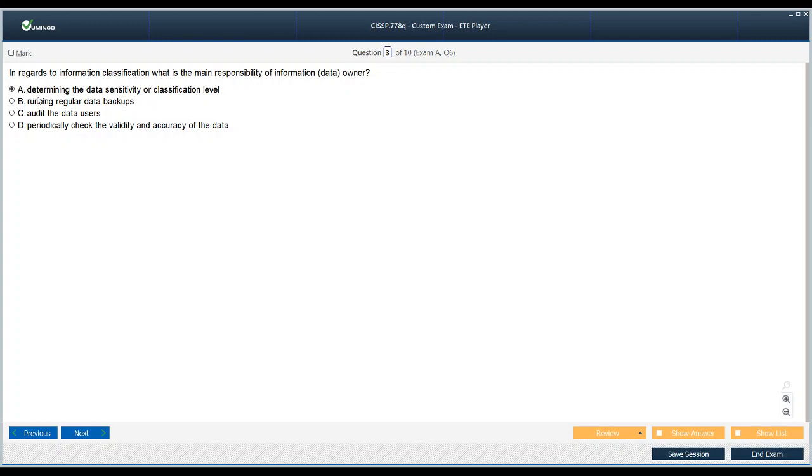The best explanation I can give you is that information owners are usually the heads of departments. They're not going to get involved in regular operational tasks like running a backup, doing an audit, or periodically checking the accuracy of the data. They're not going to be doing any of these activities. So the only option that is left is A, which is the right answer.